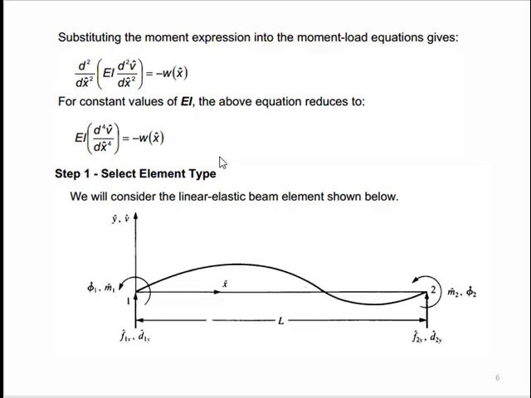Now let's perform those steps which we have been performing to derive the element stiffness matrix. And the first step would be the selection of element. So the element type, as we discussed at the very beginning, this is the type of element that we'll be considering with the nomenclature, that there are two forces, F1y and F2y at the nodes, and two moments, M1 and M2 at the nodes. Corresponding rotations are phi1 and phi2, and the corresponding displacements at node 1 and 2 are d1y and d2y.